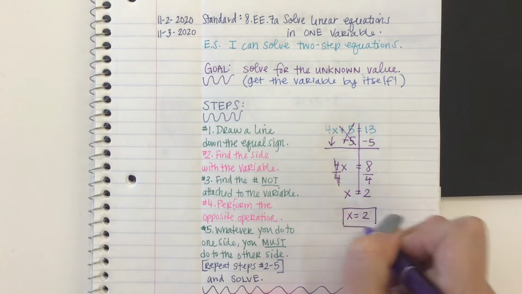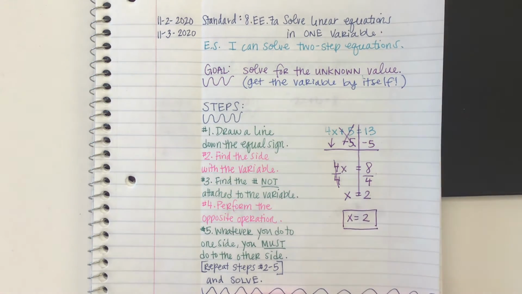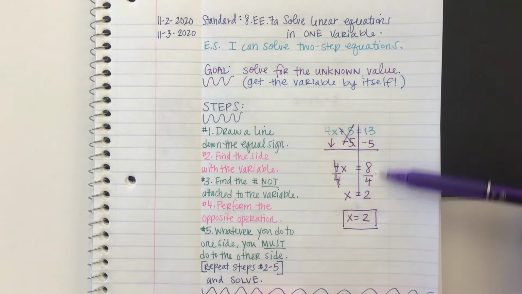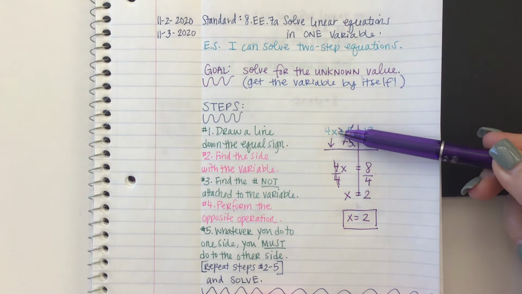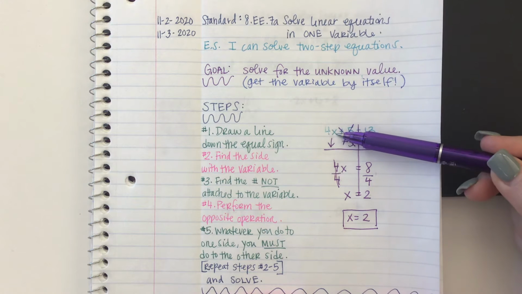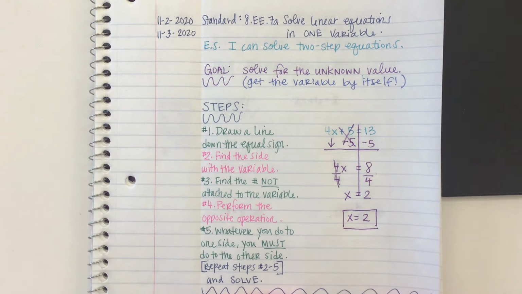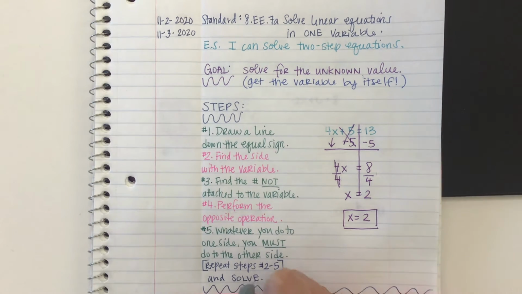Now, one thing I wanted to tell you, how do you know if what you got was a correct answer? Well, it's pretty simple to find that out. You take what your answer is, in this case 2, and then you plug it back in. Okay, so 4 times 2 is 8, plus 5 is indeed 13. So that's how you know that that answer is correct.